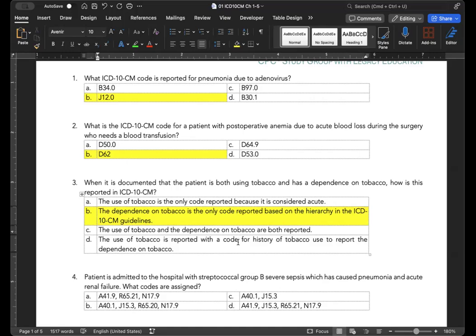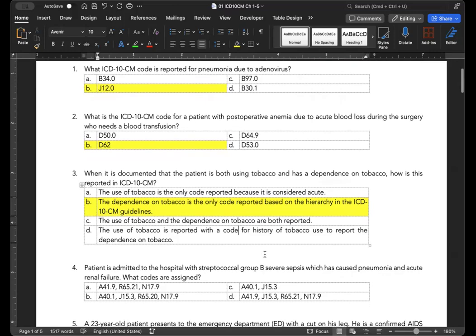You've got that hierarchy for psychoactive substance use, abuse, and dependence. Your highest is dependence, then you've got abuse, and then use. So if you have use and abuse, we're just going to do abuse. If you have abuse and dependence, we're going to use dependence. If we have use and dependence, we're just going to use dependence. Yep. Okay.